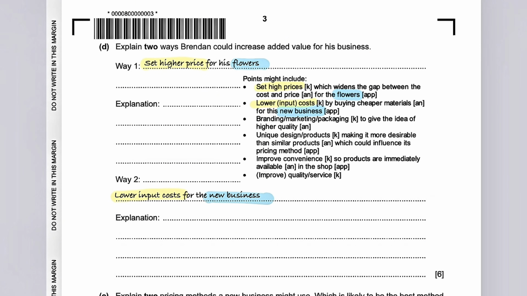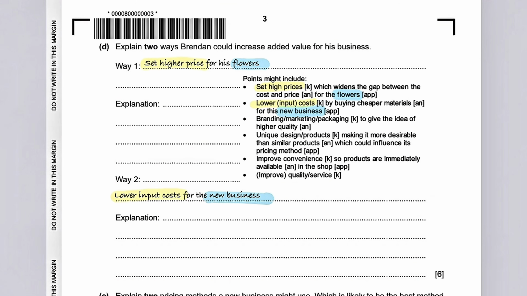Way 1, set higher prices for his flowers. Higher prices is the knowledge mark, and flowers is the application mark. And same for way 2. Lower input costs, which is the knowledge mark, for the new business, which is the application mark.